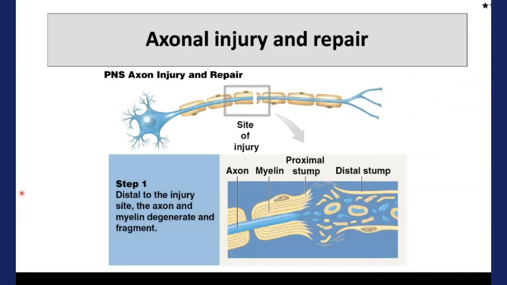One of the functions of the glia in the peripheral nervous system, specifically the Schwann cells, is to participate in axonal repair. Now, if damage to the neuron damages the cell body, generally the neuron will die, and there's not really much that can be done to replace or repair that neuron. It does depend to some extent on the extent of the damage, but once those neurons are lost, they're lost.